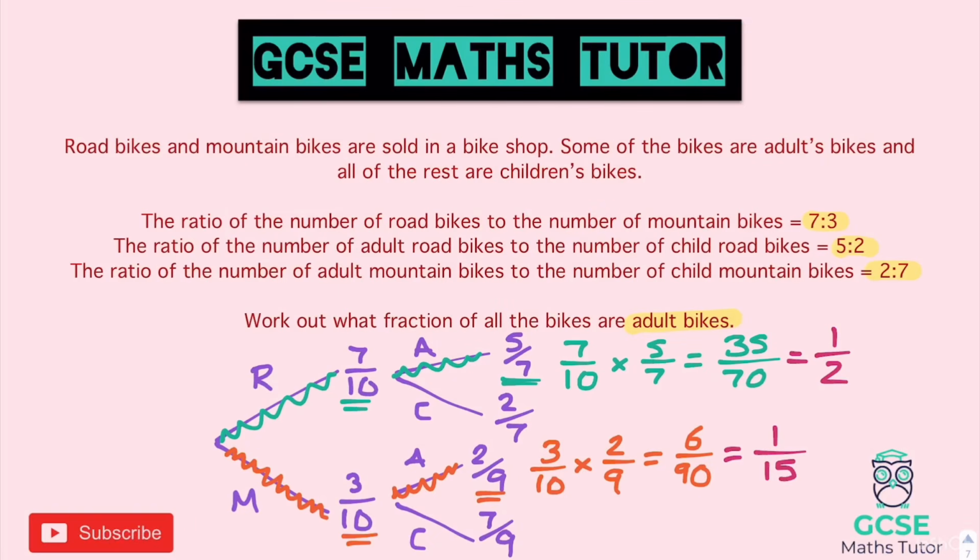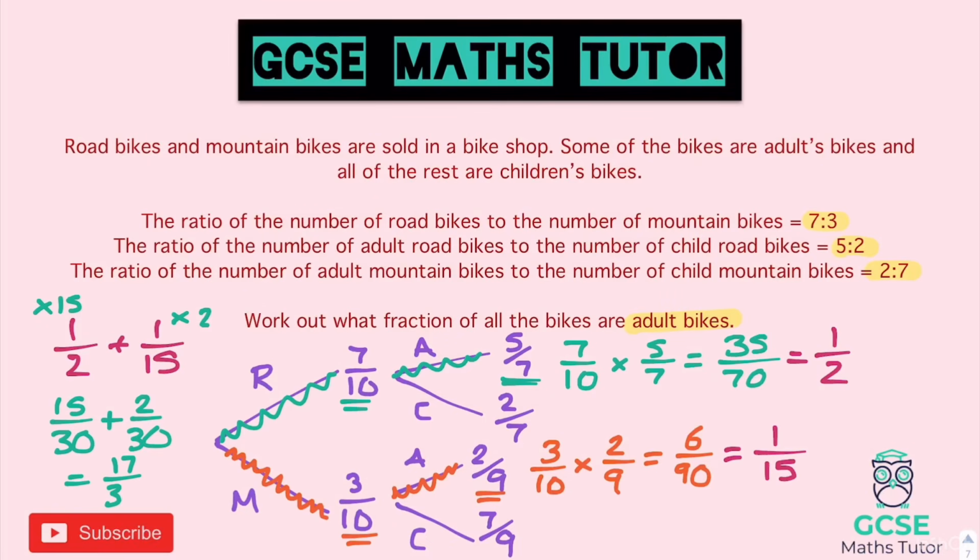Right, there we go, so we've got two fractions to add together now. We've got the half and the 1/15. So let's write those out, we've got 1/2, add 1/15, and we just need a common denominator. So I'm going to make it out of 30. So we'll times this one by 15, times this one by 2, and that gives us 15/30, and we're going to add that to 2/30. There we go, and in total there, that equals 17/30. Right, there we go, a little bit squashed there, but our final answer is 17/30. And there's our final answer for the total fraction of all the bikes that are adult bikes.